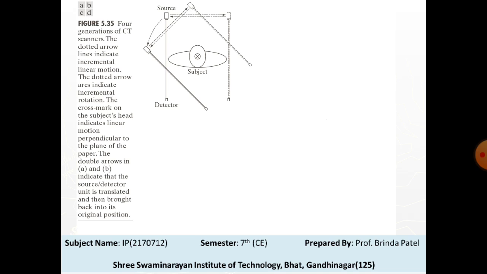Here we can see one figure. First generation CT scanners employ a pencil X-ray beam and a single detector, as figure A shows. For a given angle of rotation, the source detector pair is translated incrementally along the linear direction as shown. A projection is generated by measuring here.